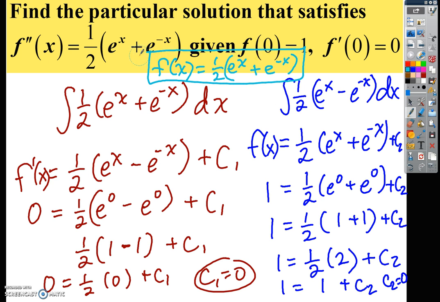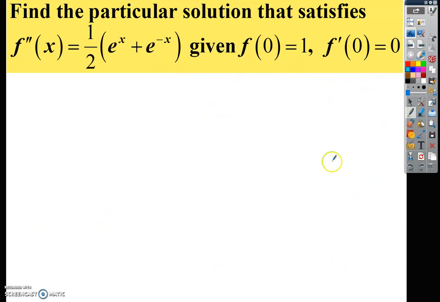And that is our answer. So it's pretty straightforward. Again, not much trickiness here except for the two initial conditions, integrating twice. And as you can see, all that really changed in our integrals here is the plus and minus sign in between our two problems. So let's see what we got going on next.